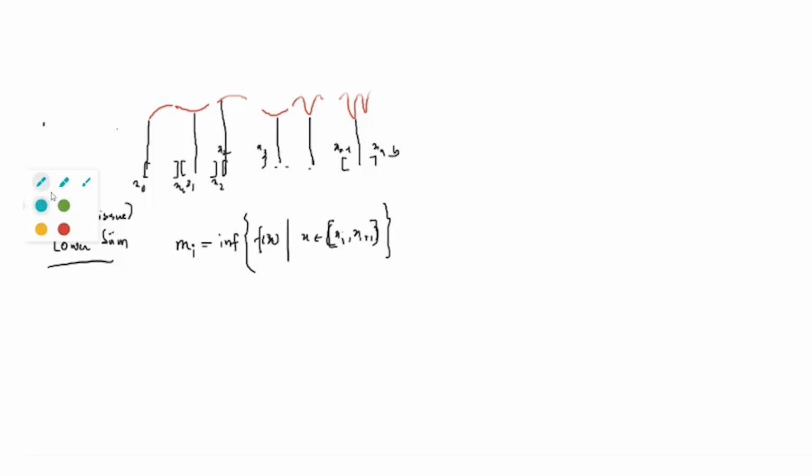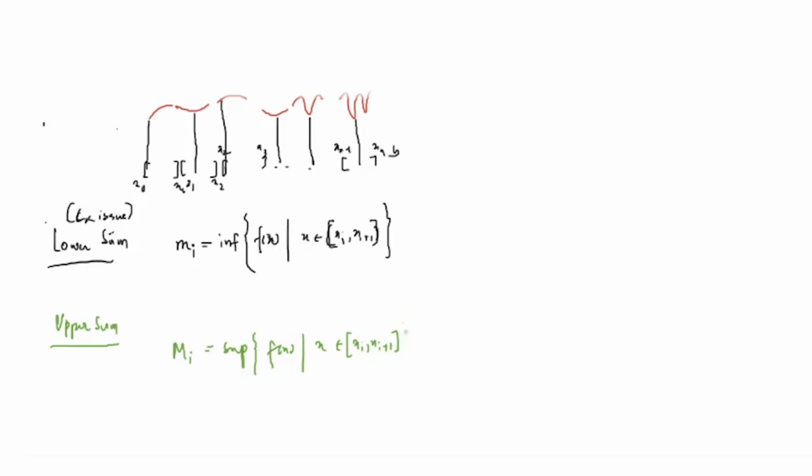And they defined something called the upper sum, where we took the maximum of all these regions. So in the diagram, it's this point, here it's this point, here it's this point, here it's this point, okay?